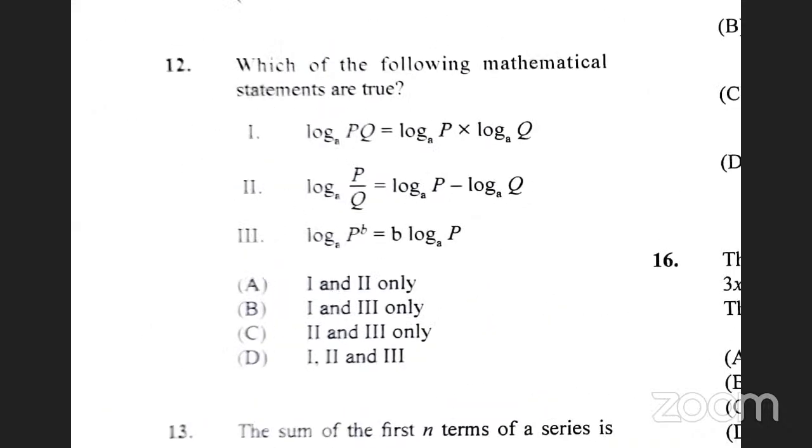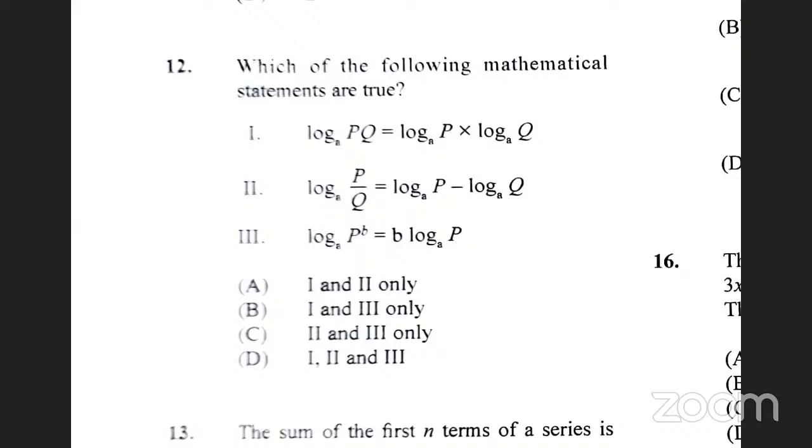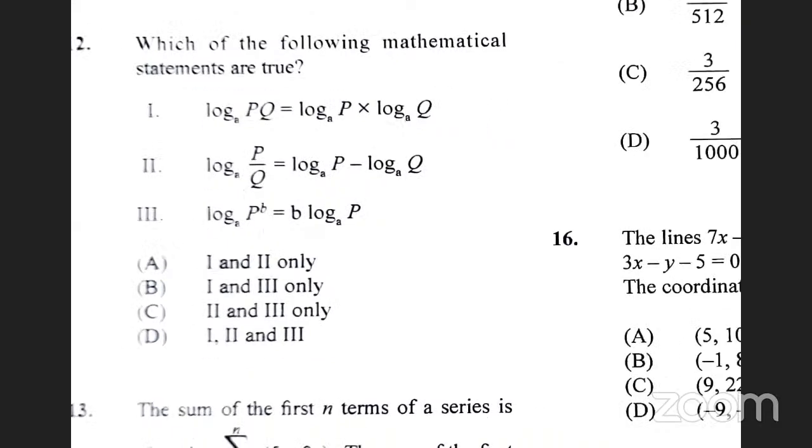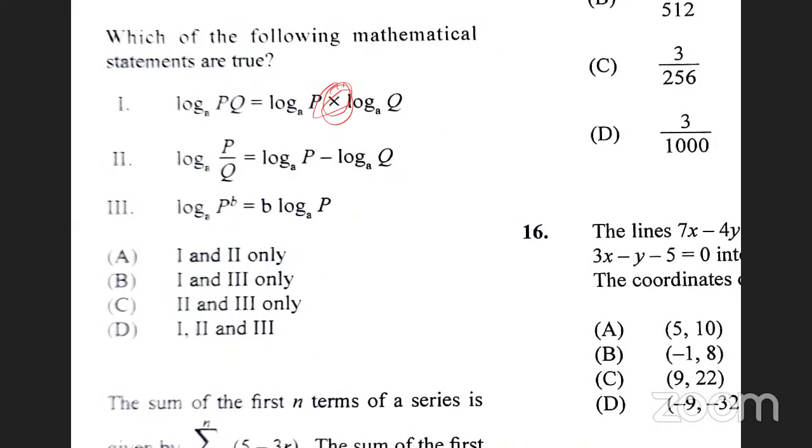What about here? Easy question. Which of the following mathematical statements is true? Be careful. Is the first one correct? No. Multiply is what? Add or minus? Add. Good. This sign here is wrong, right? This one is correct.